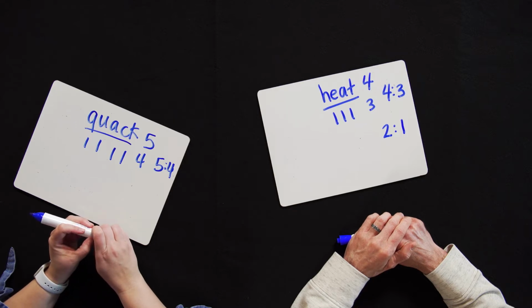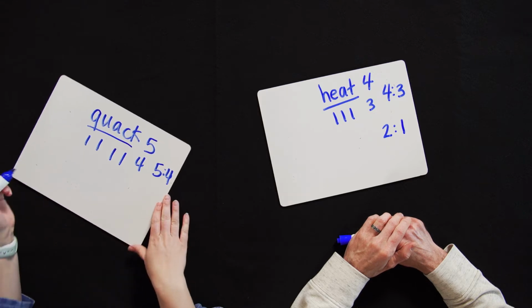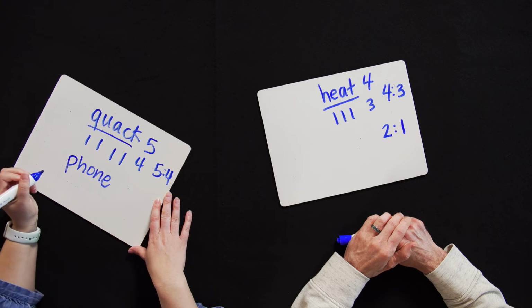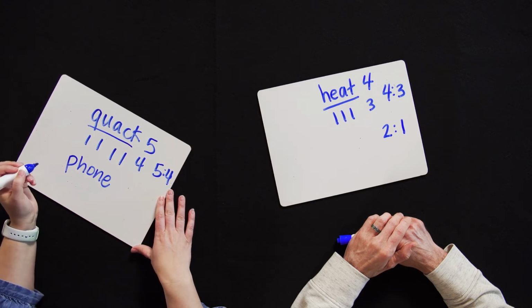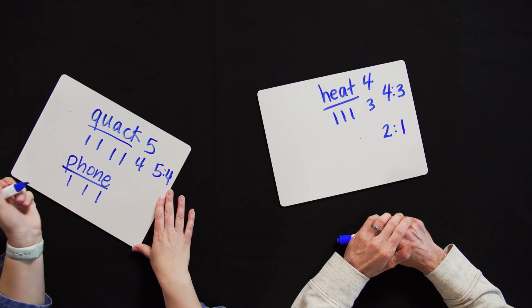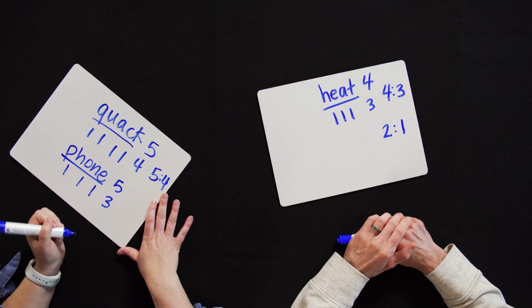Maybe the trick would be to think of words with consonant digraphs. Those make 1 sound with multiple letters. And vowel teams. Those also make 1 sound with multiple letters. What about phone? It has a consonant digraph and multiple letters for the vowel. N. So that's a ratio of 5 to 3. So that's a little better.